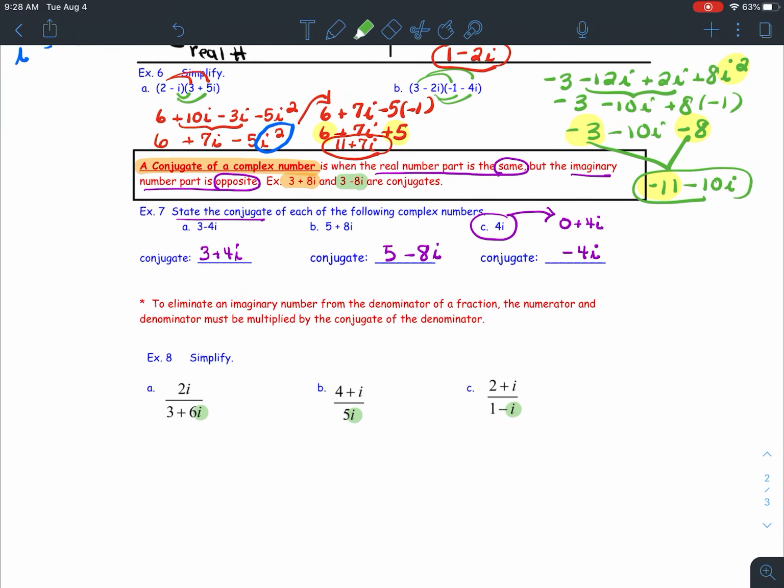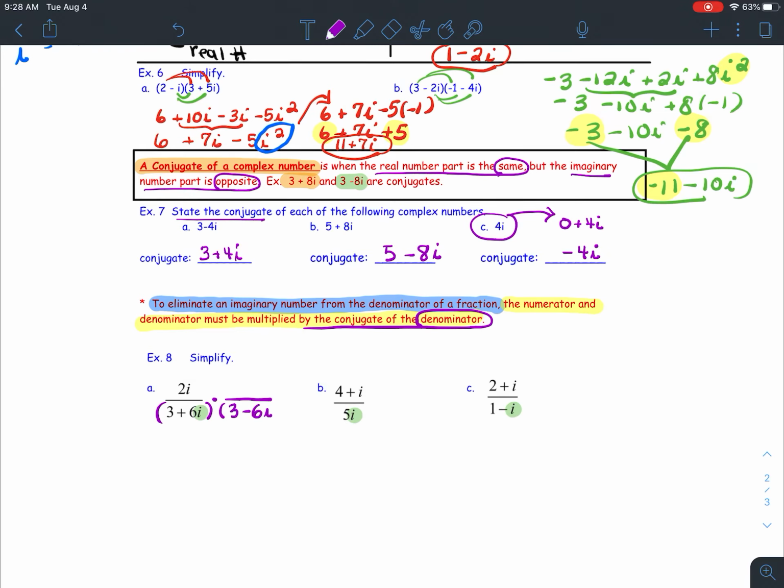Now here's the key with this. In order for us to get rid of these i's that are in the denominators of those fractions, to eliminate an imaginary number from the denominator of a fraction, you have to take both the numerator and the denominator and multiply both by the conjugate of the denominator. So let's try this with example A. We first want to say, what is the conjugate of the denominator? Well, the conjugate of 3 plus 6i would be 3 minus 6i.